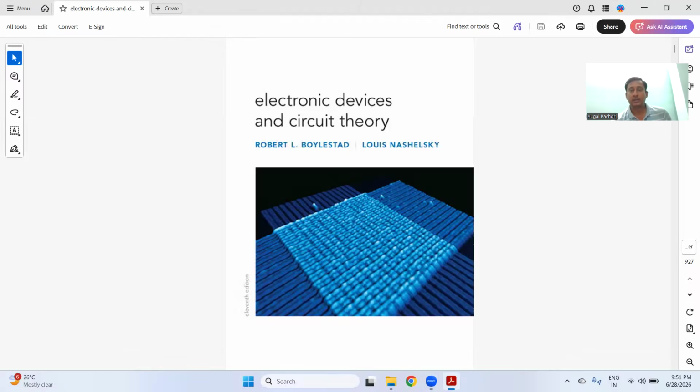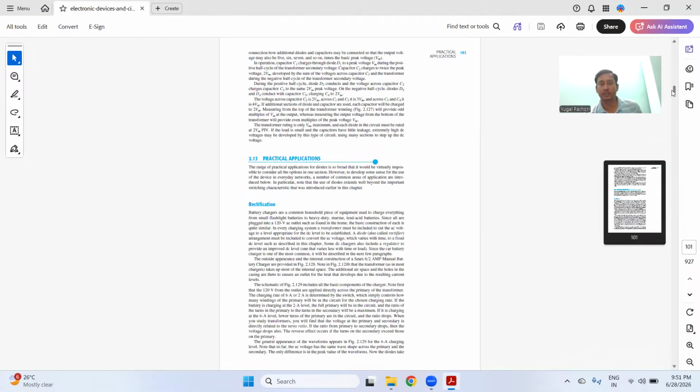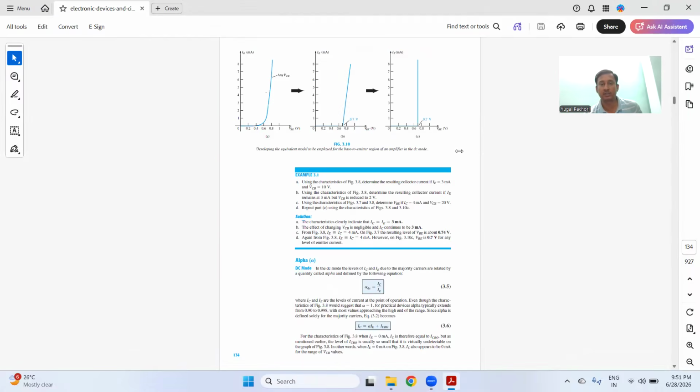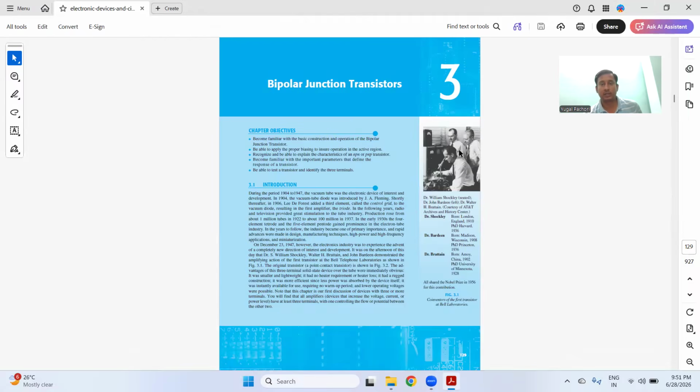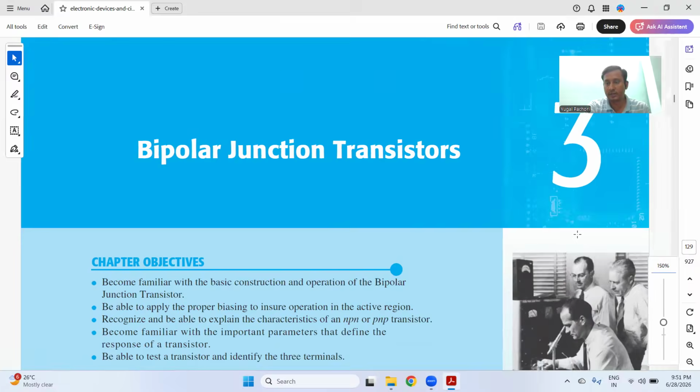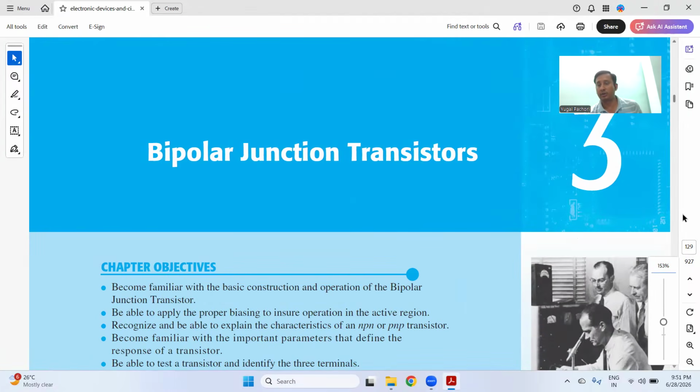So yes, this is the book that I am discussing, and we have already discussed two chapters of this book, Electronic Devices and Circuit Theory from Robert L. Boylestad and Louis Nashelsky. So we shall move to the third chapter, that is Bipolar Junction Transistor. Let me zoom in. It is 153%. Now let's start our discussion.